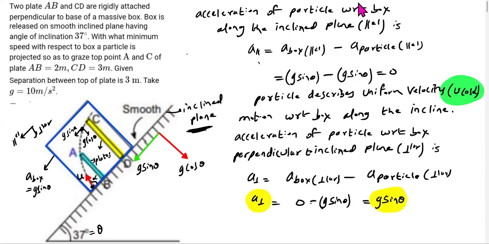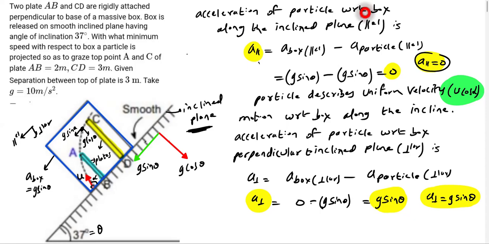A perpendicular, A parallel will be 0. And that is separately. So now we will make this our entire problem with respect to along the incline and perpendicular plane. Now, what is the condition?